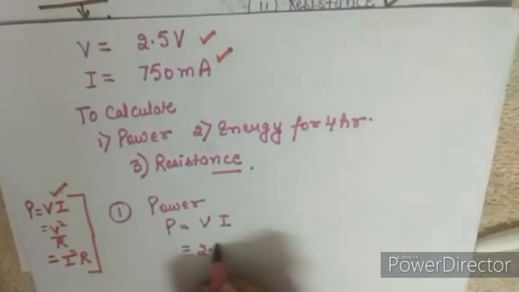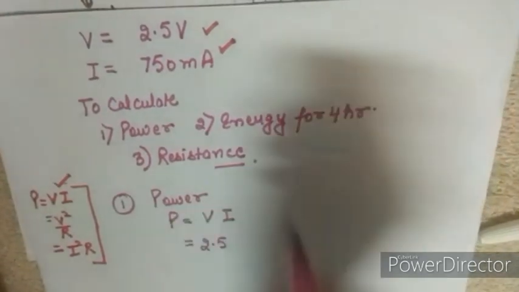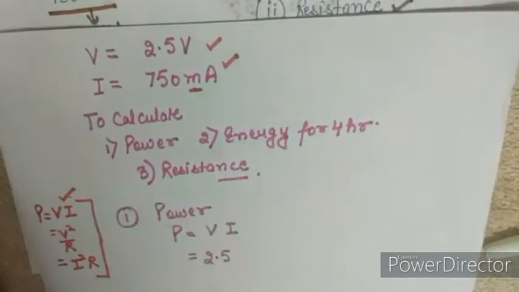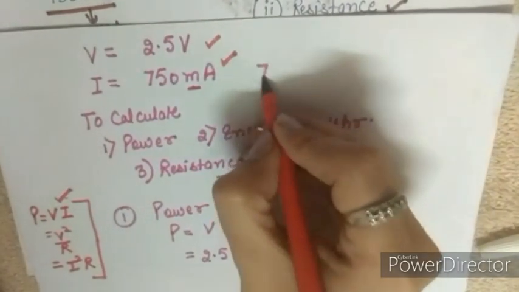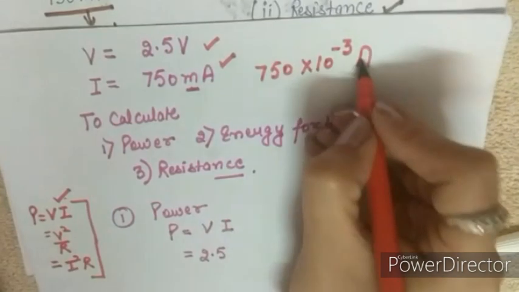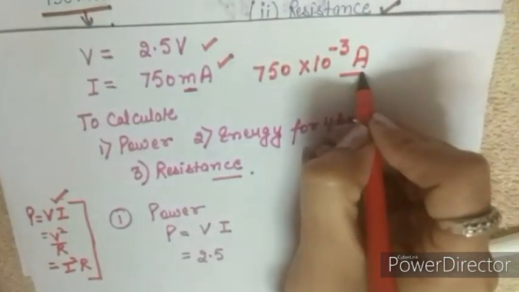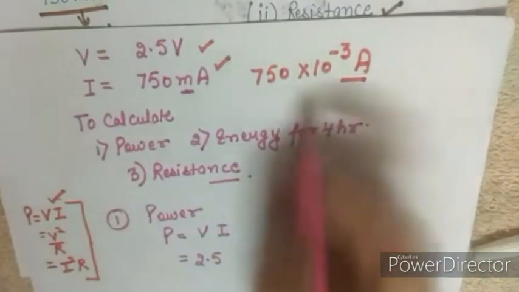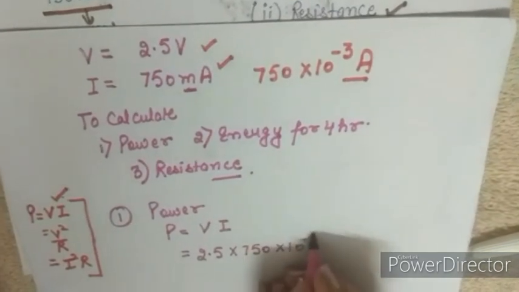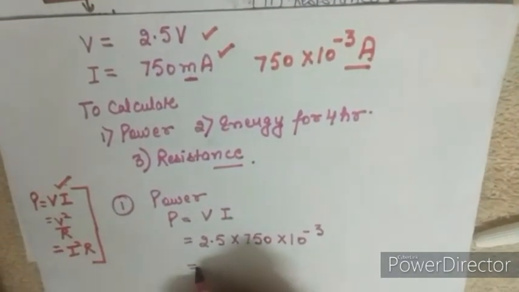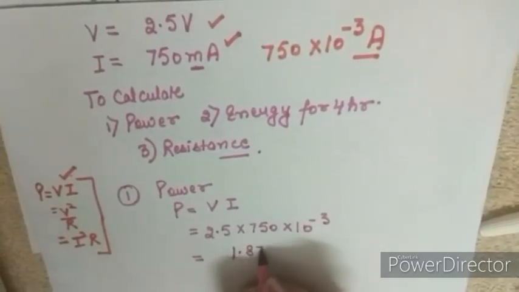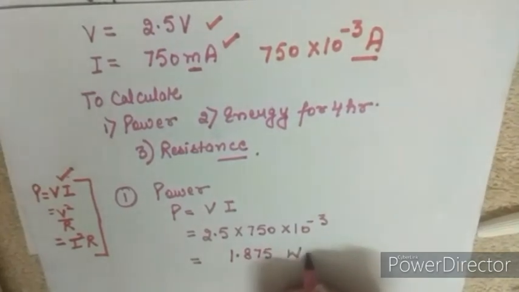Here V is 2.5 volts. Now the current is 750 milliamperes. So first we have to convert this milli into simple amperes. So we just multiply the 750 with 10 to the power minus 3 to convert the milliampere into ampere. Now substitute the value of current. I is equal to 750 into 10 to the power minus 3. Now solve it. This will become 1.875 watt.